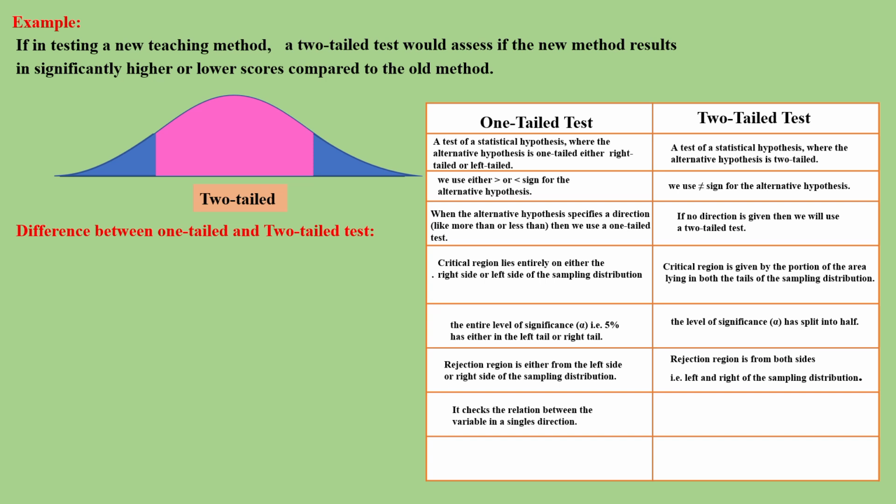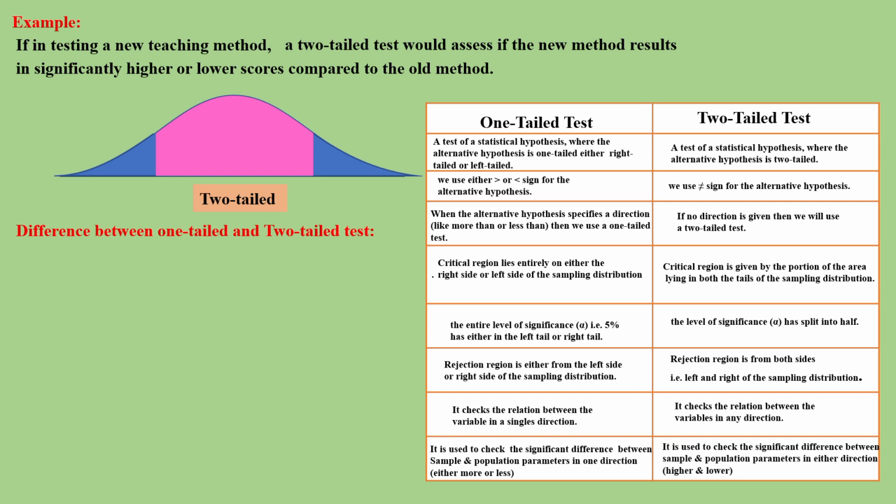It checks the relation between the variables in a single direction. The two-tailed test checks the relation between the variables in any direction, that is both directions, greater than, less than, on both. The one-tailed test is used to check the significant difference between the sample and population parameter in one direction, either more or less. More means right-tailed, less means left-tailed. Here it is used to check the significant difference between sample and population on either side, higher and lower, that is more and less, both sides.